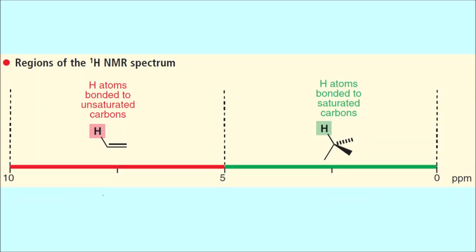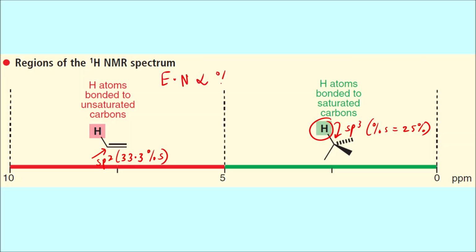Okay, another example of chemical shift values. This green carbon is attached to an sp3 hybridized carbon. Here the percentage S character is how much? It is 25%. Whereas for an sp2 hybridized carbon, the percentage S character is how much? 33.3%. And we know the electronegativity is directly proportional to the percentage S character.